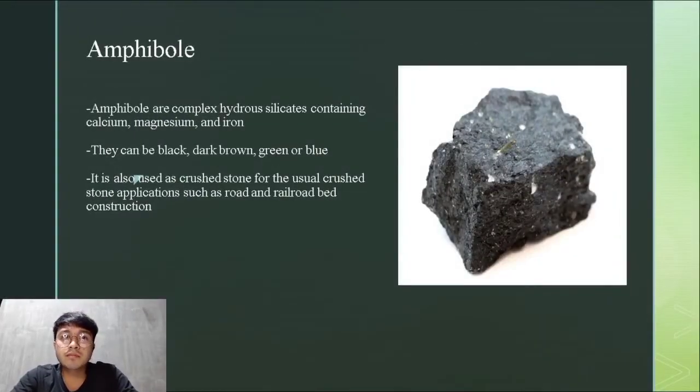Amphibole. Amphiboles are complex hydrosilicates containing calcium, magnesium, and iron. They can be black, dark brown, green, or blue. It is also used as crushed stone for the usual crushed stone applications such as road and railroad bed construction.